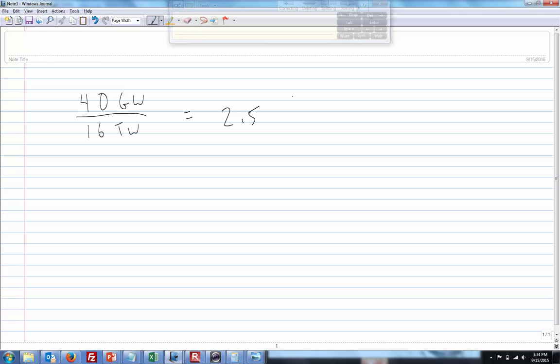2.5, and then we're looking at 10 to the 9th over 10 to the 12th, so that equals 2.5 times 10 to the minus 3, which equals 0.0025. Did I do that right? Equals, yeah, I think I did. 2.5, 10 to the 9th, 10 to the 12th, 2.5 times 10 to the minus 3.